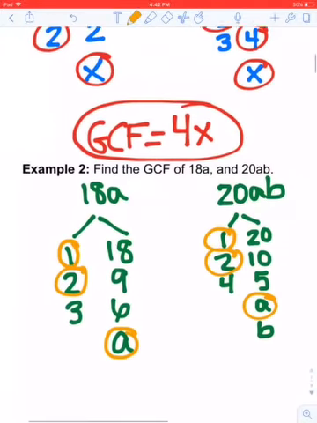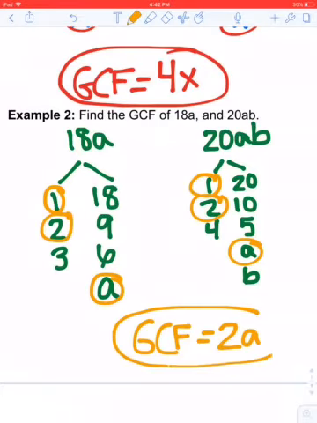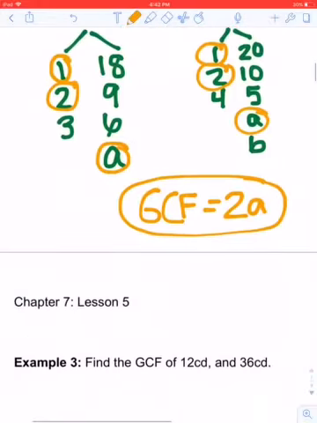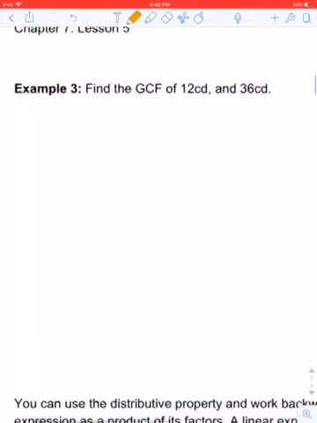And now, once again, I'm going to look for what is my highest number that is circled. So my GCF equals 2, and they both share an A, so my GCF is 2A. So once again, we're able to find the GCF of example 2. Now, we can try one more of GCF.